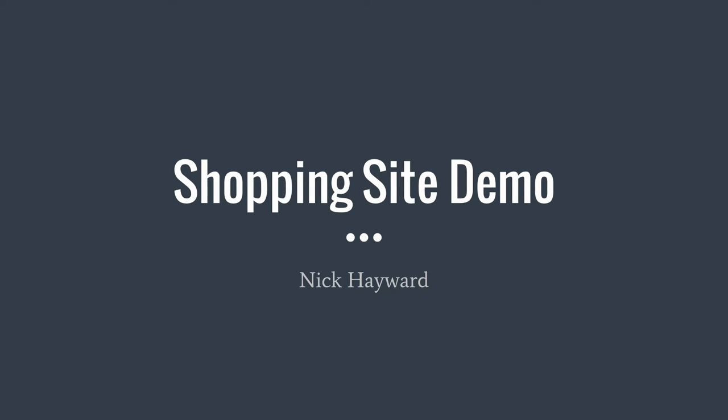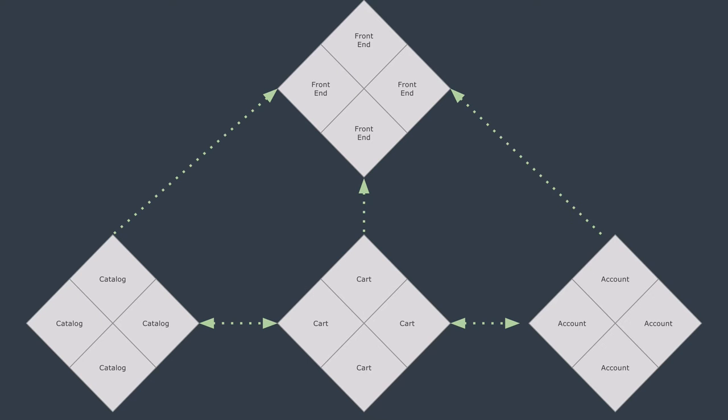I might be giving you a quick tour of a shopping site demo deployed on Shipt. For this demo application, we have four different microservices, with each having four different instances. We have a front end, which is written in JavaScript, and the backend components, catalog, cart, and account, which are all written in Go.